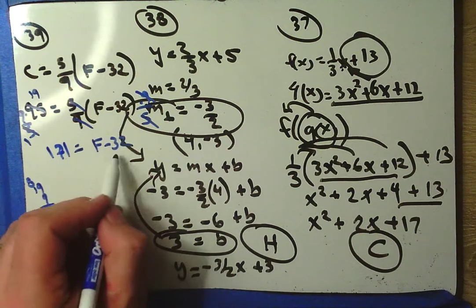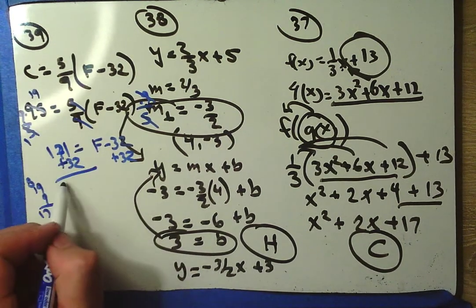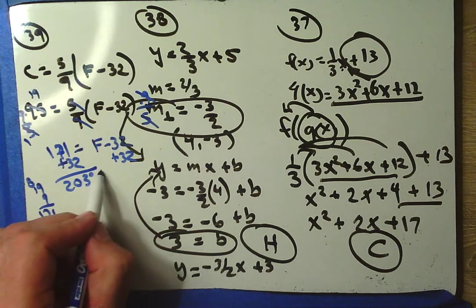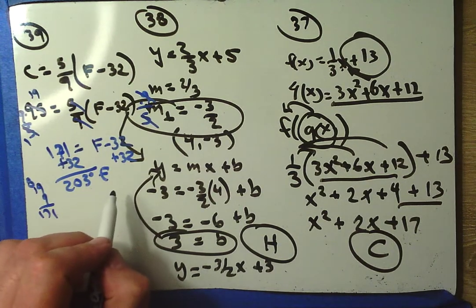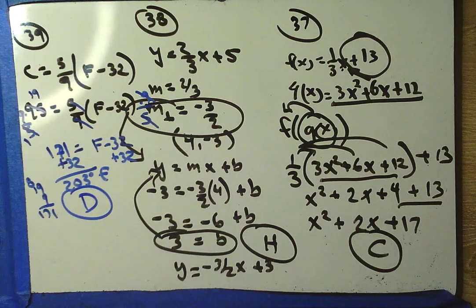So now let's add 32. And it looks like we get 203 degrees Fahrenheit. That is 95 Celsius, and that is choice D. D for number 39. Okay, let's take a look at 40.